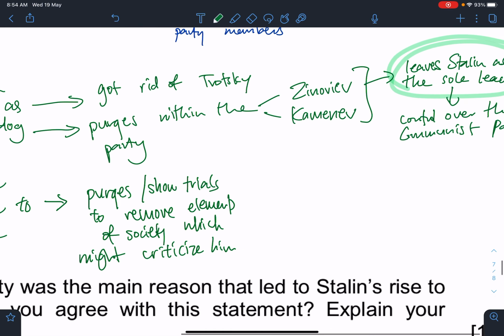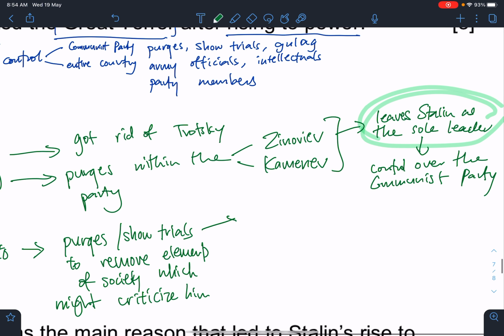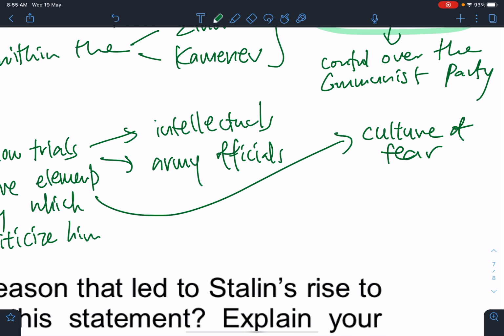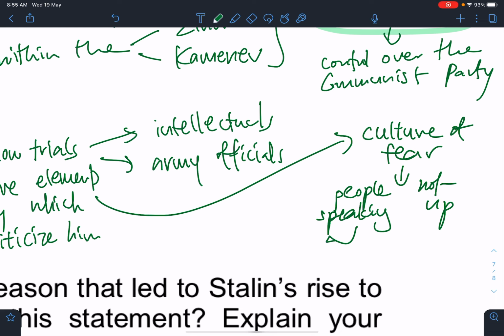So I already have my detail, purges and show trials. Then I talk about who? Intellectuals. I can talk about army officials. Okay, so on and so forth. Then what does this mean? It means that you can say, some of y'all talk about creating a culture of fear. That is good. Okay, so this removal creates a culture of fear, which then results in people not speaking up against Stalin. And that is why now Stalin is in complete control. Okay, now this works.